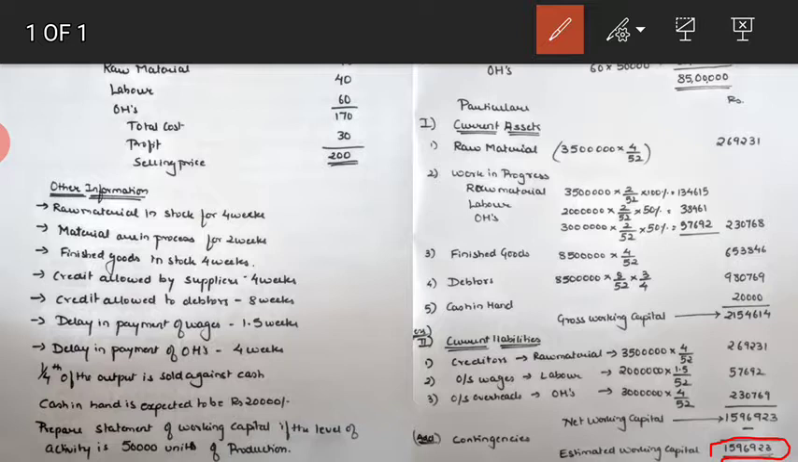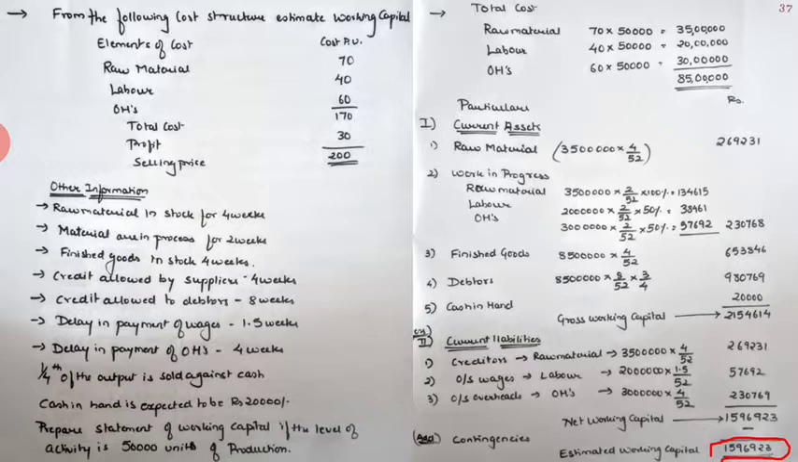I'll repeat some points. Like raw material is always valued at raw material cost. The working capital for raw material is always valued at raw material cost only. Work in process, we consider all the three elements, that is raw material, labor as well as overheads. But raw material is considered at 100%, labor at 50%, overheads at 50%. Now one more point that you need to understand is, in this problem they had not mentioned anything about how much work is in progress.